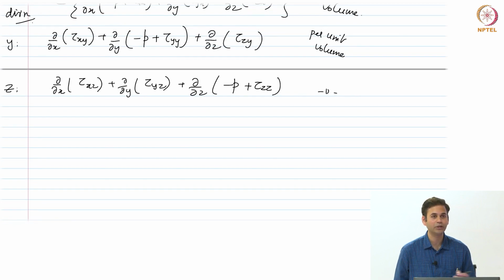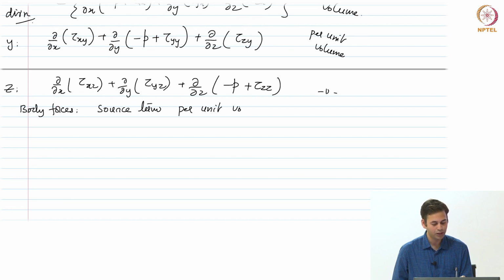Usually it is customary to group all the body forces as a source term on the right hand side, okay. So, essentially all the body forces we are going to represent as a source term, which is basically per unit volume, right. It has to have the same units as the other terms. So, whenever you have a source term, you have to represent it as per unit volume, per unit time, right, because this is a rate equation, right.